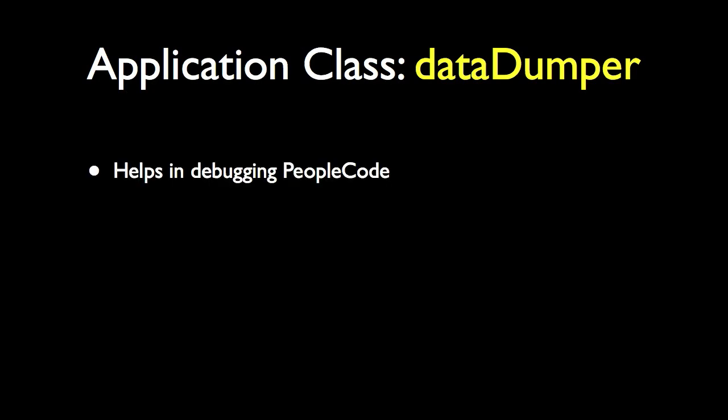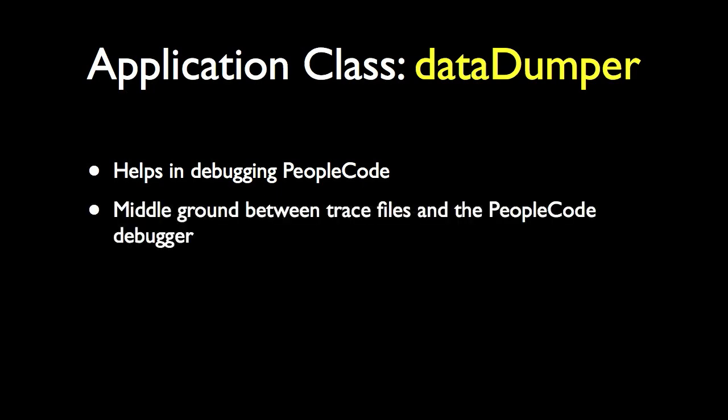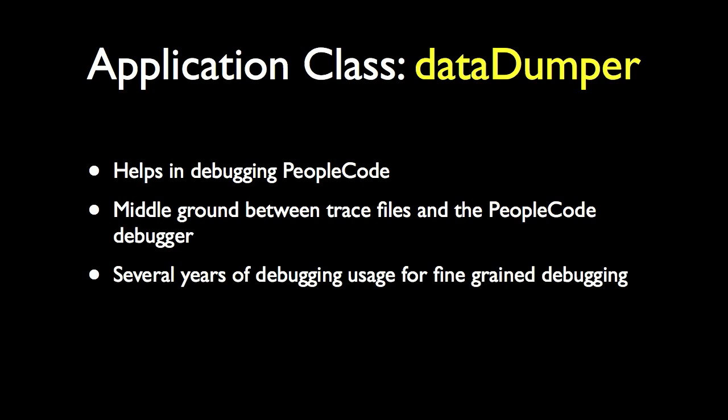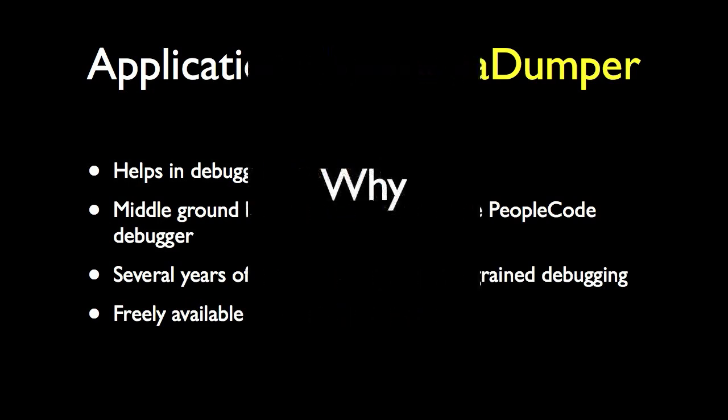The dataDumper application class is a tool for PeopleSoft developers which aids in debugging PeopleCode. There are many times where trace files are just too robust and the PeopleCode debugger may not be available or may just be overkill. The dataDumper class is an excellent alternative. I created this application class for myself and have been using it for the last few years to debug PeopleCode. The code is freely available at my website at cedarhillsgroup.com.